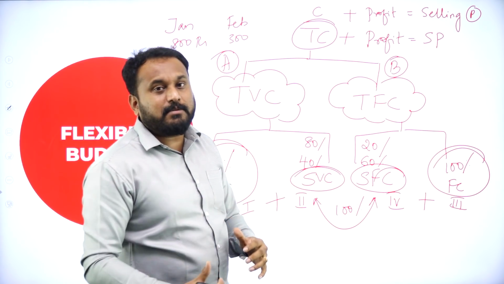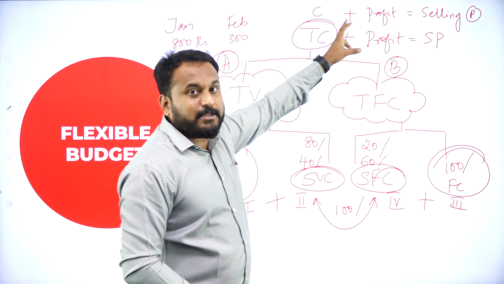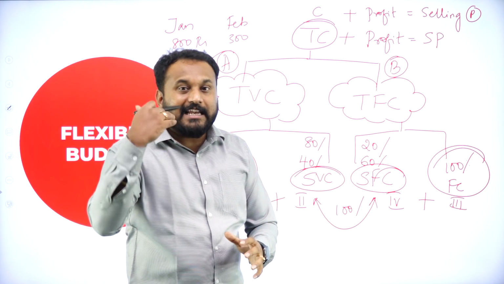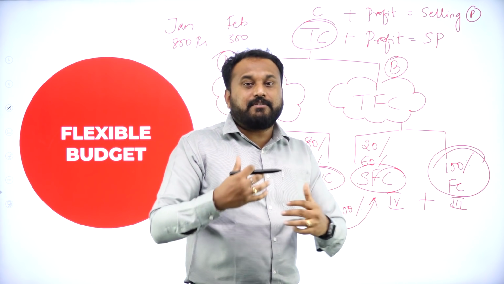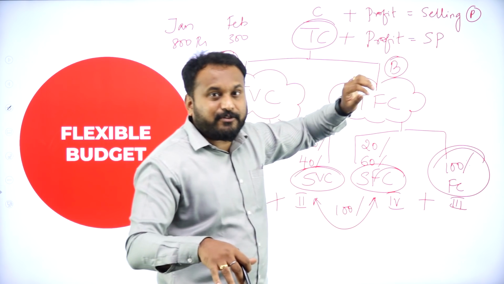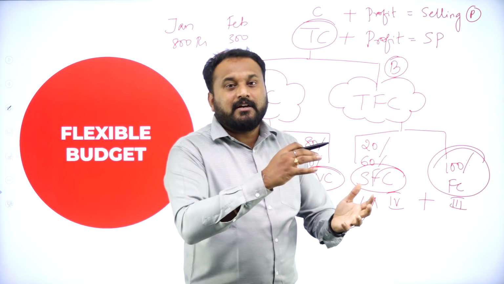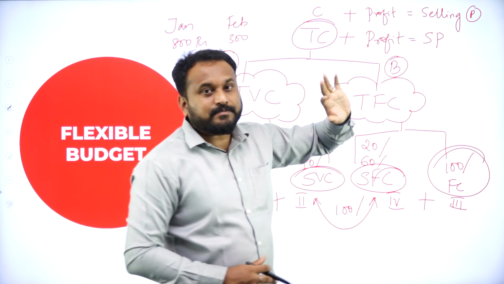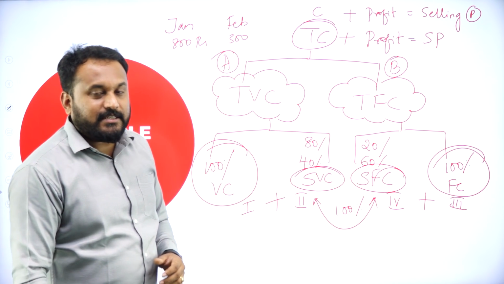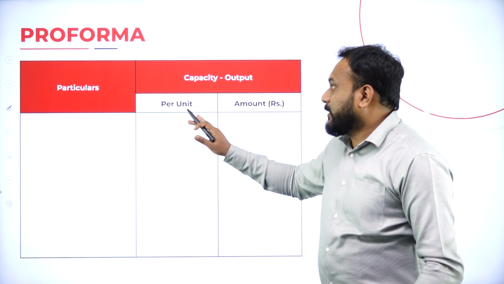Now if in the problem you have profit or selling price: if you have profit, you add cost plus profit and you get selling price. Supposing you don't have profit, but the question itself gives you the selling price. That means you have the cost, leave a space for profit calculation, and write the selling price. Now, selling price minus total cost, you get profit. So this is what the pro forma of your flexible budget is. Now take down in your notes how exactly that pro forma looks.